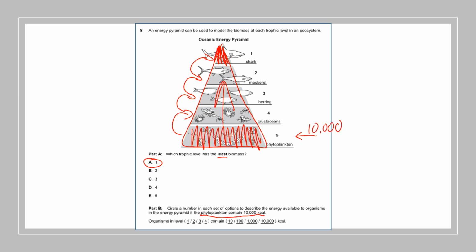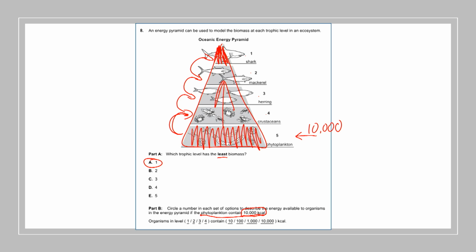So we're starting off with 10,000 kilocalories at the phytoplankton level. What we want to do is figure out how much energy is at each one of these other levels, okay? Well, remember that only 10% of the energy from one level makes it to the next. We lose 90% of our energy. That math might seem kind of hard, but all you have to do here to find 10% of 10,000 is you just remove one of the zeros, and we're going to do that every time.